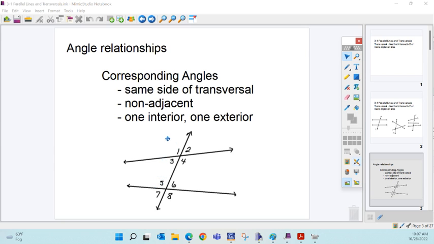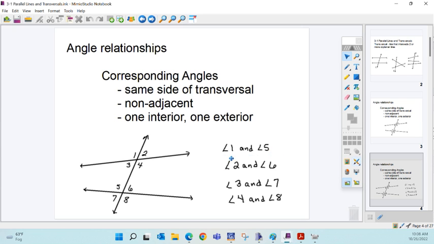Based on that definition, does anybody see another pair of corresponding angles? Abby? 2 and 6 would also be corresponding angles. 2 and 6 are also corresponding angles, and I think, Jordan, you wanted to give me some as well? 3 and 7 are corresponding, and then there's one more pair. Anybody see it? 4 and 8. Good.